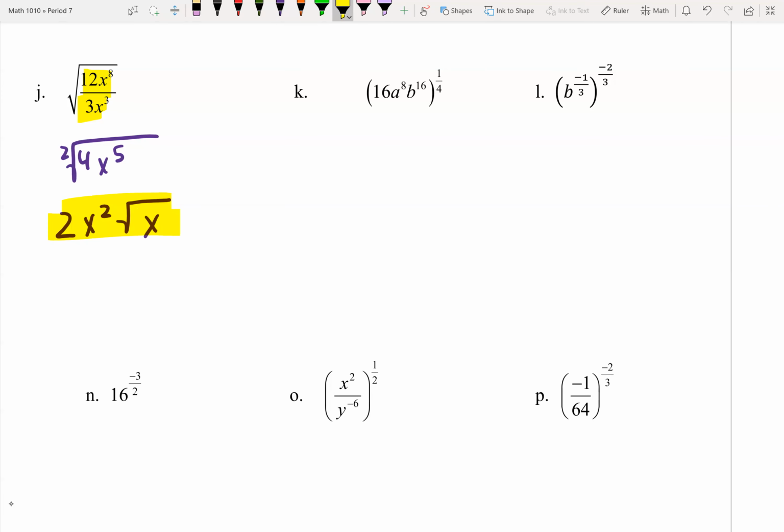That's my answer. I promise you, if we would have done it the other way that I started, it would literally take us 5 times longer to do the problem. So you want to try to find the easiest route. I would have got the same answer though.